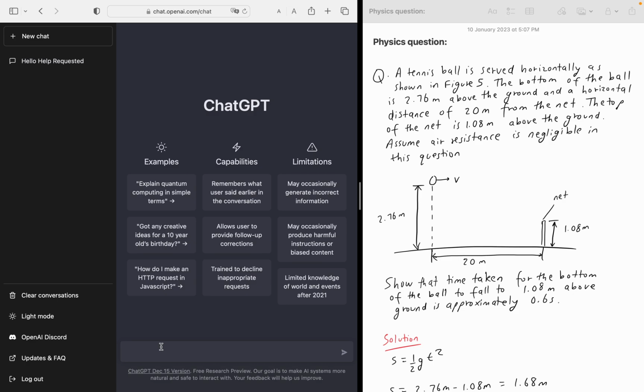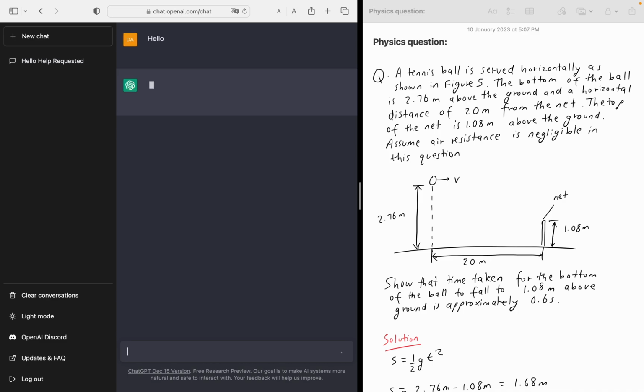All right, we're going to say hello to ChatGPT at first, just to test the software. Okay, it's responding, hello, how can I help you today? The first thing we're going to ask is, do you know about SUVAT equations? We're asking the tool whether it knows about SUVAT equations, and we'll see the AI response.